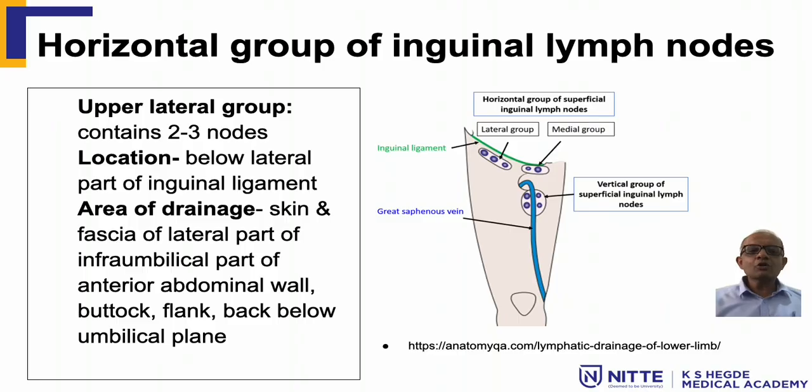The horizontal group of lymph nodes, the upper lateral ones, include 2 to 3 nodes. They are located below the lateral part of the inguinal ligament. The area of drainage includes skin and fascia of the lateral part of the infraumbilical part of the anterior abdominal wall, the region of the buttock, the flank, and the back below the umbilical plane.